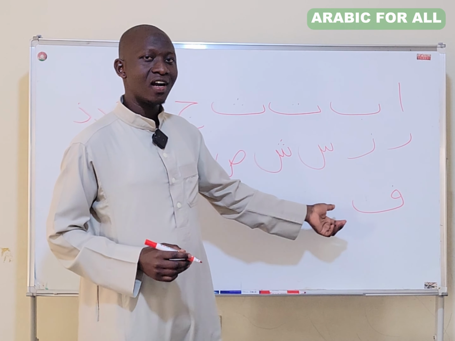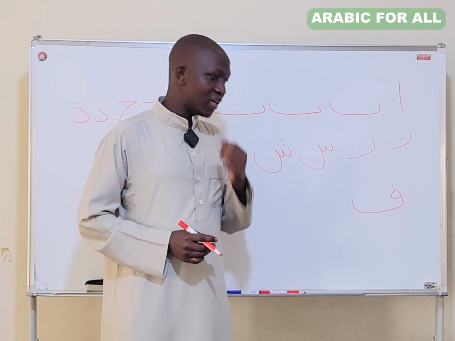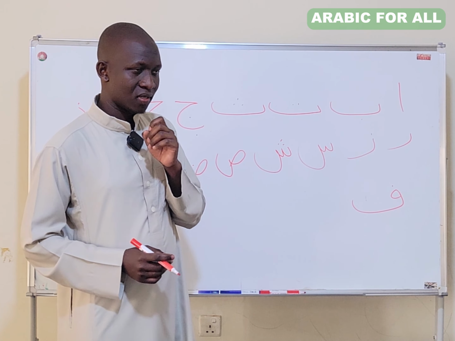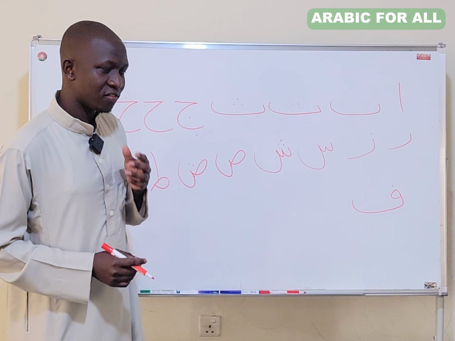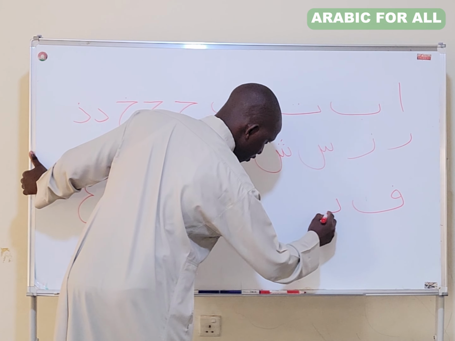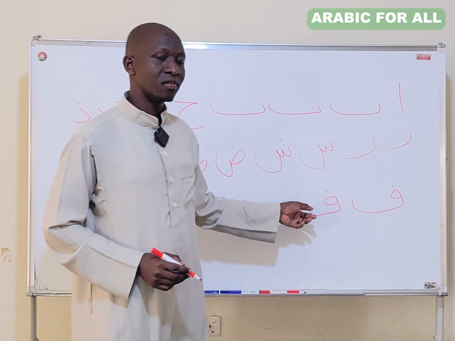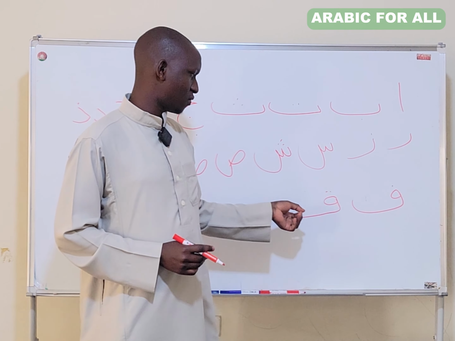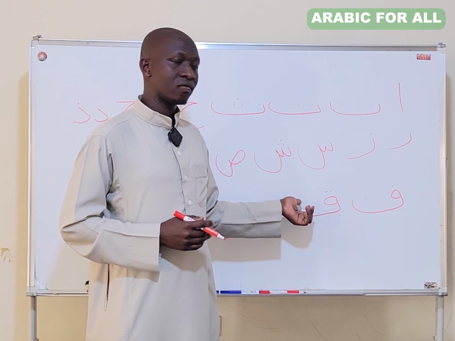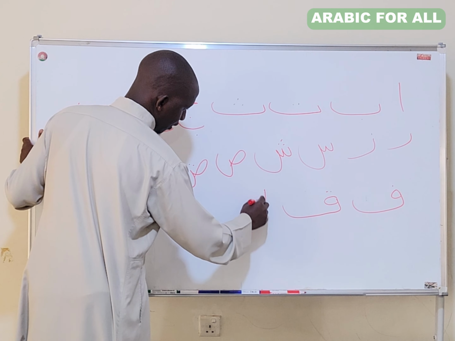Then we have the other one called fa, or you can call it fa'u to complete this name, but it can be fa. You place the tip of your upper teeth inside your lower lip as you say fa. Then we have the next one called qaf. Pronunciation is qaf. Also comes from in between your throat. Qaf.